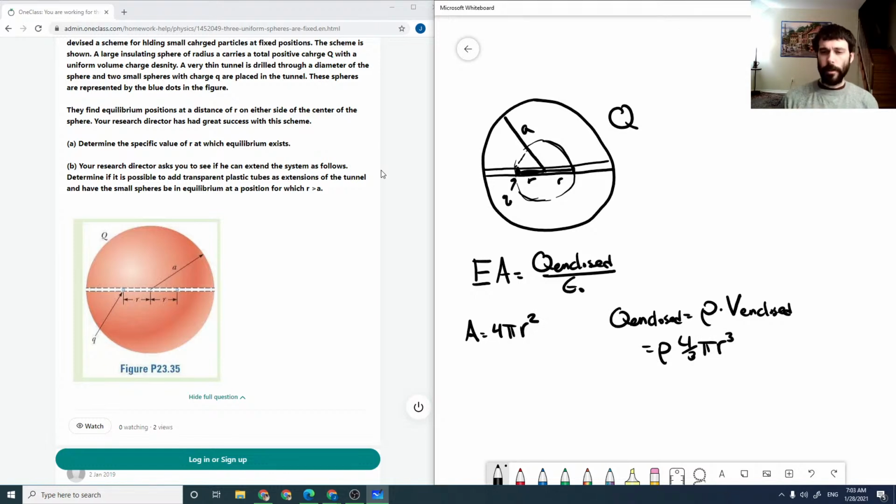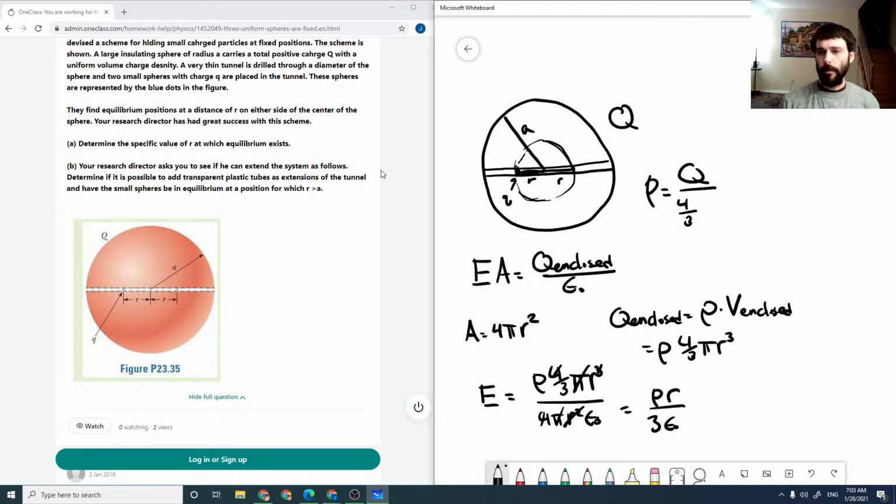So that our electric field is rho 4/3 pi r cubed over 4 pi r squared epsilon naught. We can cancel much of this and get rho r over 3 epsilon naught. Our rho is our charge density, which is our total charge over our total volume.